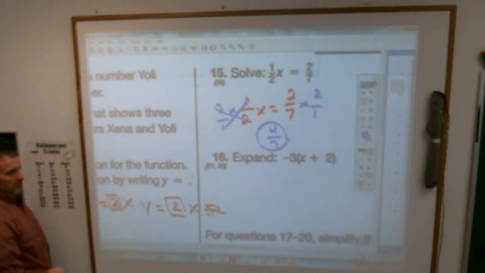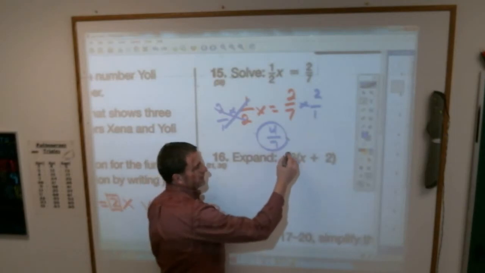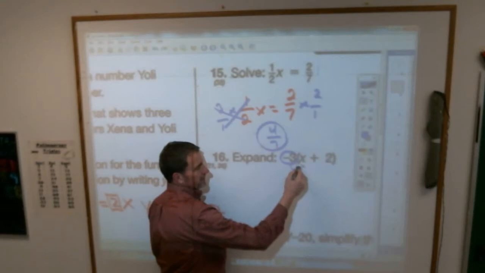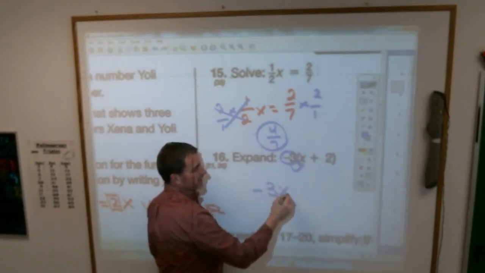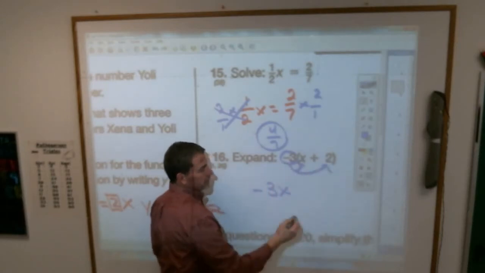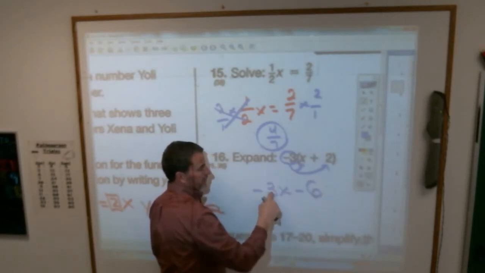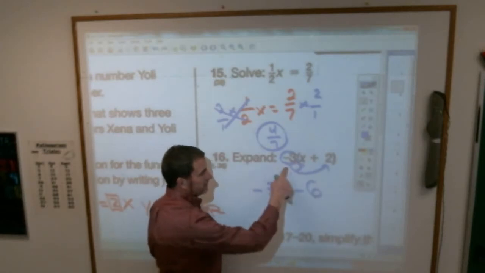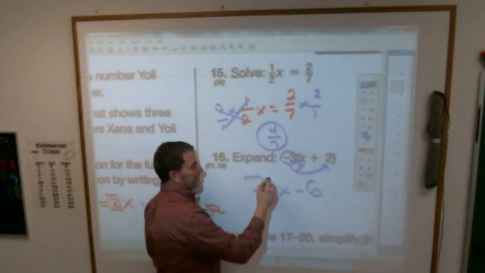Might as well do 16 because that seems to get people trouble. This is expanding, distributive property. Don't forget you have to take the sign with the number when it multiplies. What is a negative 3 times x but a negative 3x? What is a negative 3 times positive 2 but a negative 6? That negative got distributed out to both of those. Negative times a positive is always a negative. This was negative, those were both positives, so they end up being negatives.